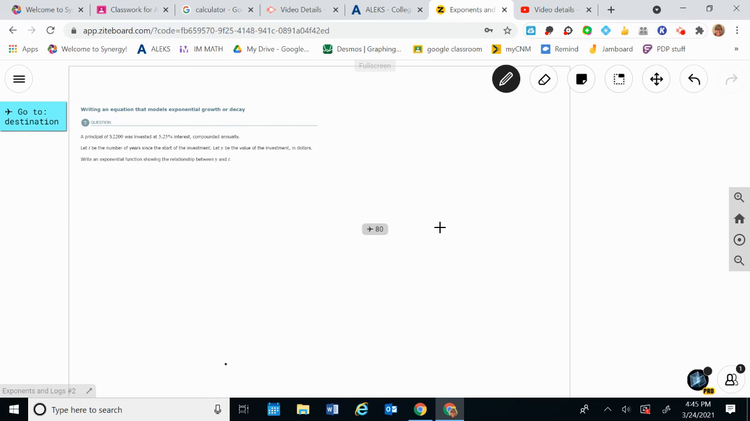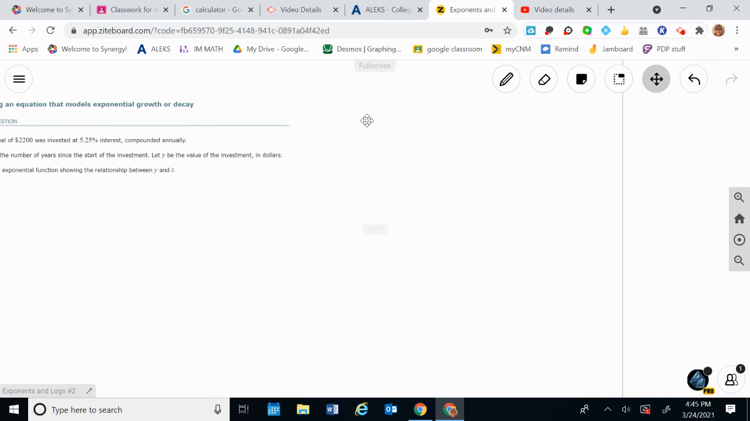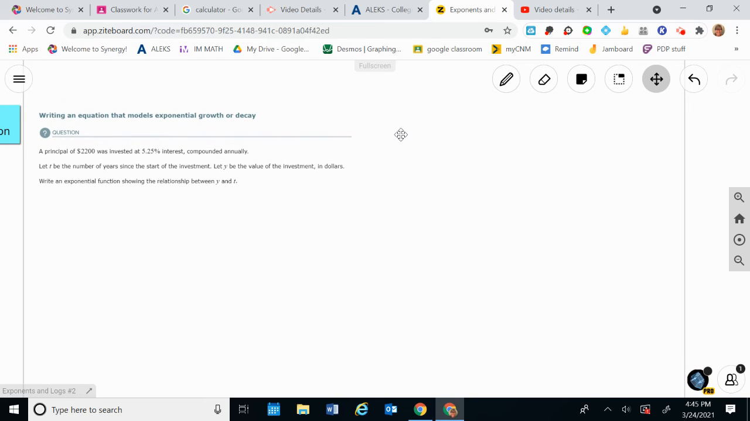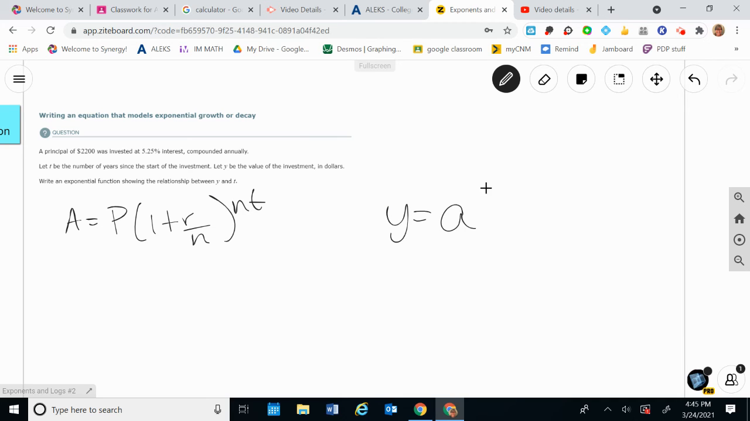So let's take a look at the next one. You can take your time if you want and pause the video. Okay, same thing here. We go A equals P times 1 plus r over n to the nt, or we can go y is equal to ab to the t. This is the initial amount and the rate. Okay, so let's try this. Let's do it quicker. This is the quickest way.